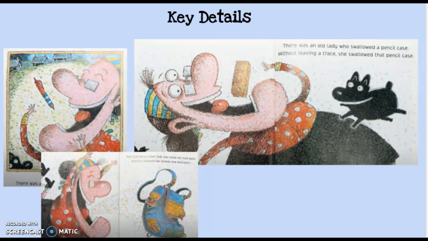Now let's talk about some key details in the story. Some key details from this story are all the different things that the lady swallowed. She swallowed a pen, she swallowed a pencil case, and before we know it, she spit out a whole book bag. So all of these are important details because what she swallowed was able to create the backpack at the very end. Now, is it a key detail that she's wearing a red polka dotted shirt? It is not, because that did not affect her in any way.